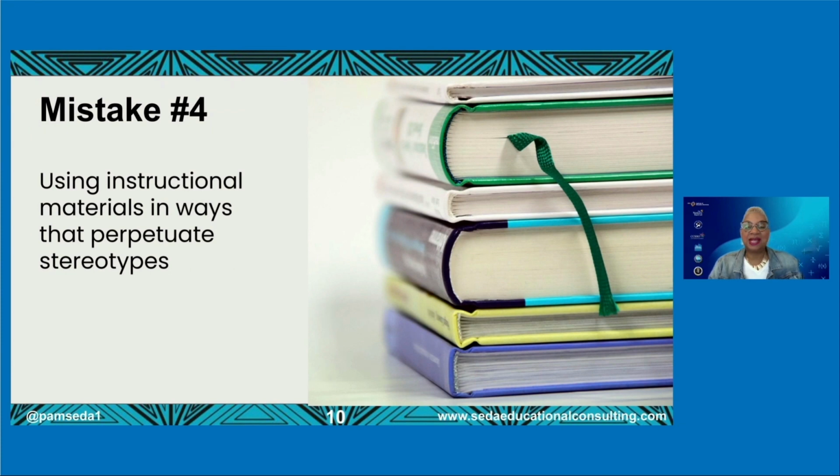So what is mistake number 4? Mistake number 4, I find, is using instructional materials in ways that perpetuate stereotypes. So I understand that most of us as teachers, we don't necessarily get to choose our curriculum. It is what it is. But sometimes unknowingly, our curriculum materials can perpetuate stereotypes by their absence of students of color, or their absence of students' stories that represent your students.